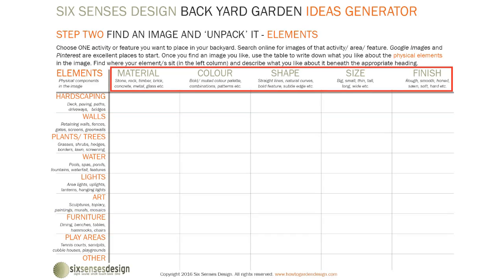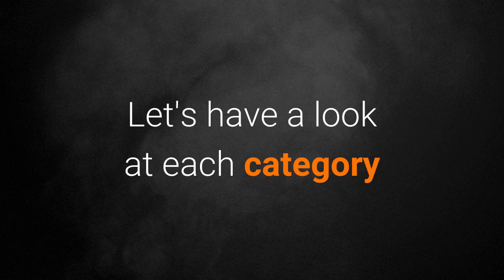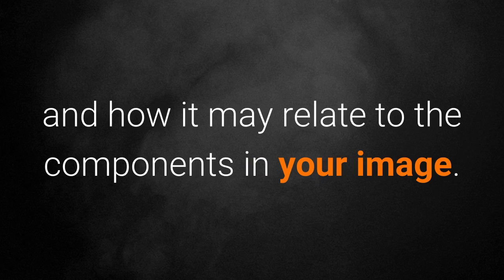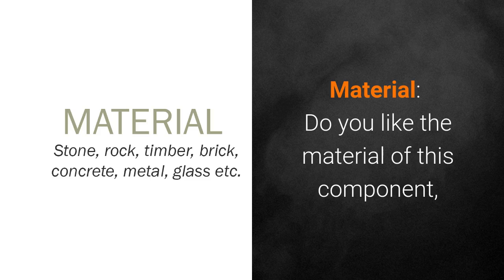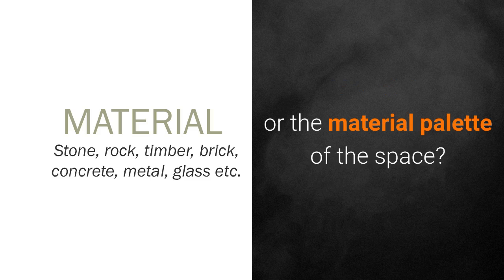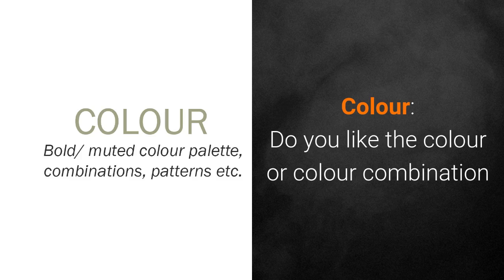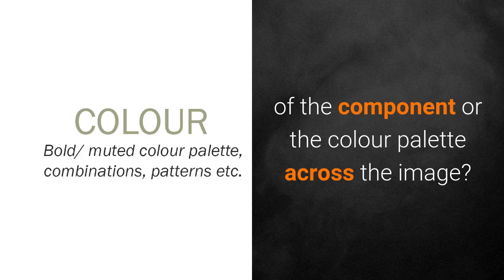The choice is made in regards to how the element will be physically constructed. Let's have a look at each category and how it may relate to the components in your image. Material. Do you like the material of this component, or the material palette of the space? Color. Do you like the color or color combination of the component, or the color palette across the image?